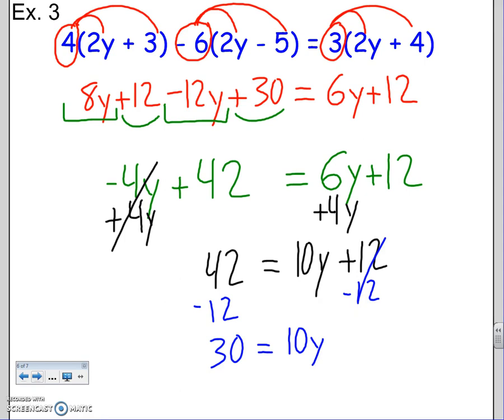Now in step 3, multiply or divide last. Again, usually you divide. So divide both sides by 10. y equals 3. So 3 equals y. You can switch that and write y equals 3. Most people like the letter first.